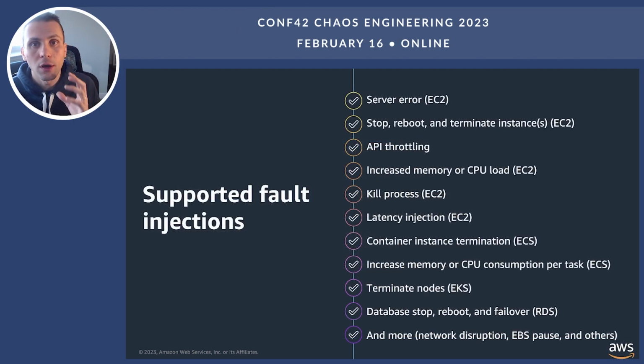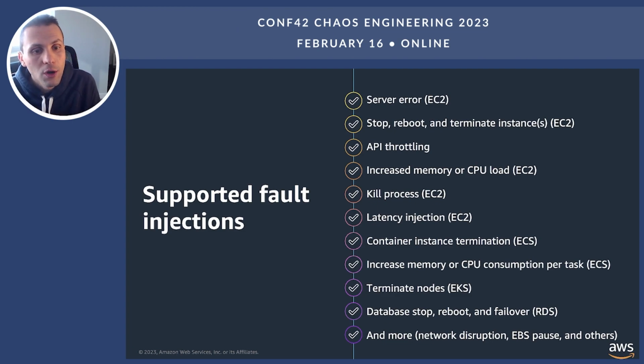So when we look currently at what are the supported fault injections that FIS supports, you can see that you have a lot of things on this list, and this list will keep growing. You can do server errors on EC2. You can do API throttling on IAM. You can kill process on EC2. You can add latency injections on EC2.